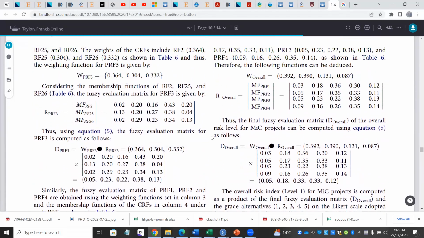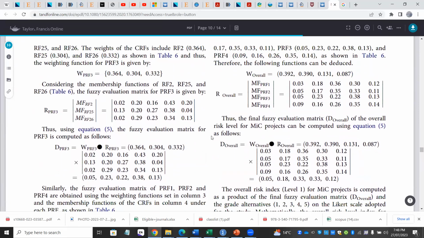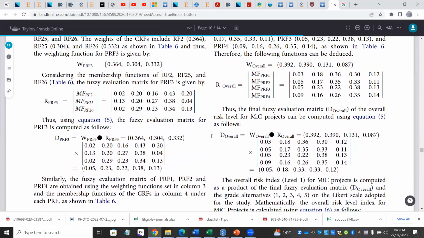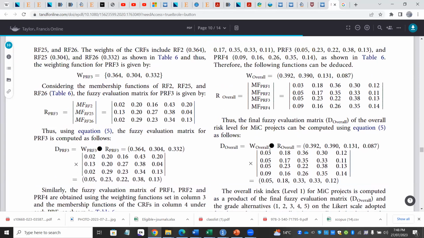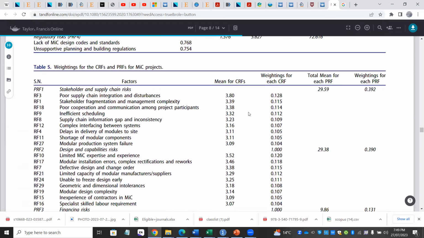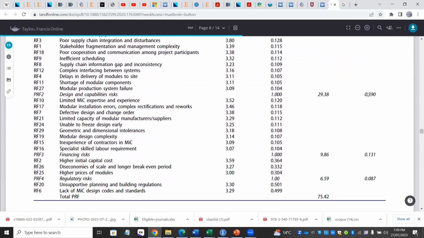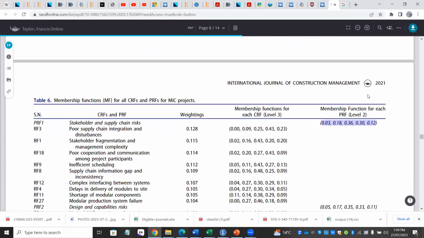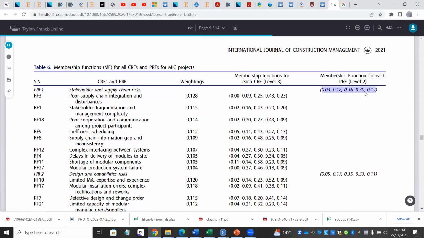So it's not a big deal, because after determining the individuals, what he did was that he decided to multiply the overall weighting, like 0.39, 0.39, 0.31. You can see it in Table 5, the last column, which represents the weightings of the group, because he's trying to determine the overall. Multiply by, in group 6, the membership function of the group.